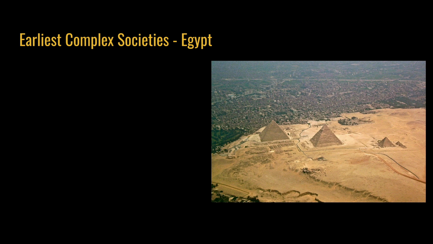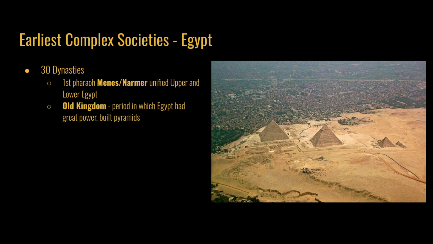There were 30 dynasties in Egyptian history. The first pharaoh was Menes or Narmer, who unified Upper and Lower Egypt in 3150 BCE, starting the Old Kingdom. This was a period in which Egypt had great power in the region and built the pyramids.